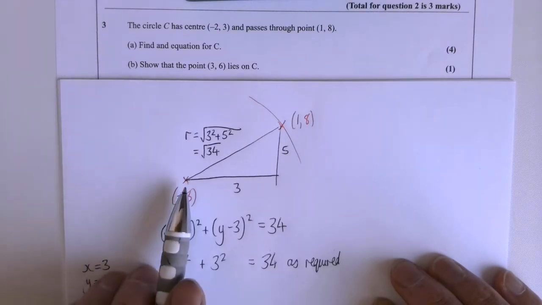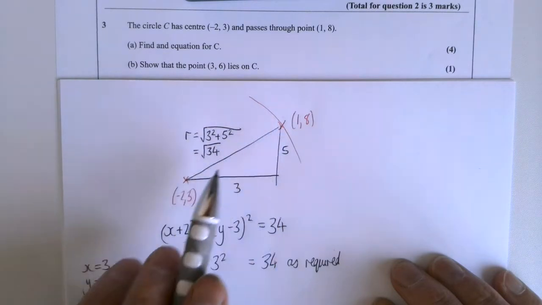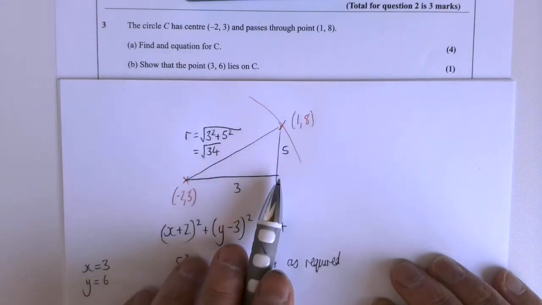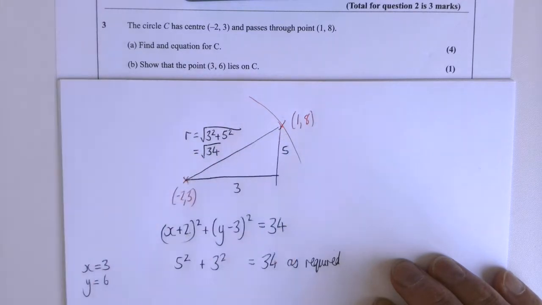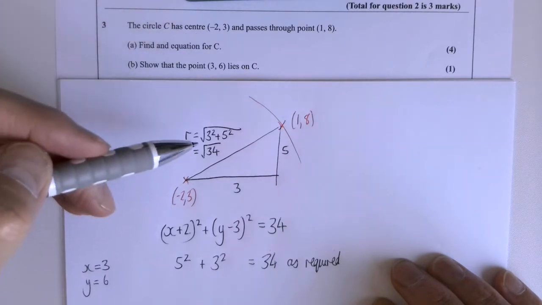Okay, so here's my centre. Here's the edge of the circle with the point. So working out the distance between the two, from -2 to 1 is 3 along, 5 up. So working out the radius using Pythagoras, I get the square root of 34. So I know the centre is -2, 3. The radius is the square root of 34.